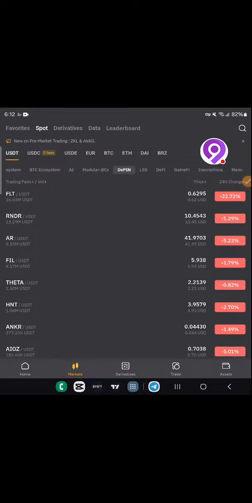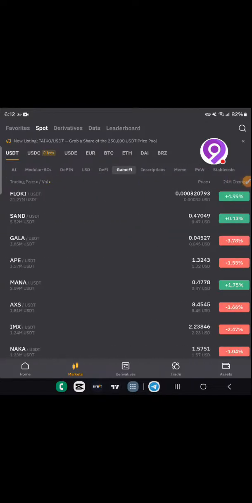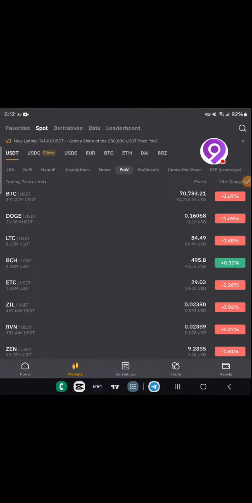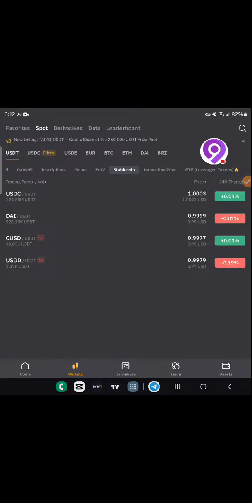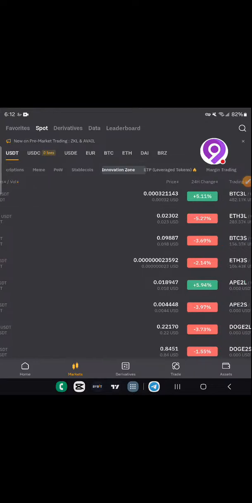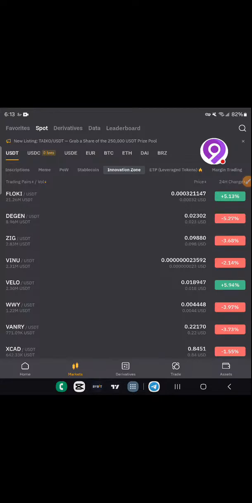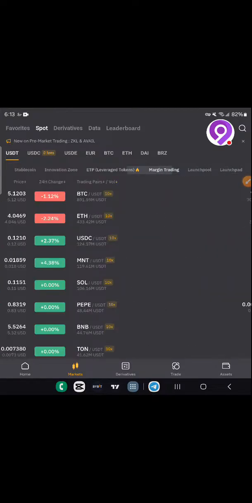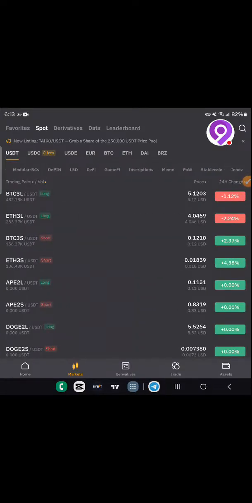Pin, LSD, DeFi, GameFi, inscriptions, meme coins, proof of work, stable coins, innovation zone. You can see there are different categories. So every coin represents a section. Okay, so that's just the way it is. You can go on and on like that. So we still have ETF, leverage tokens. We also have margin trading, launch pool, launch pad. So all the way, it all depends on what you want.